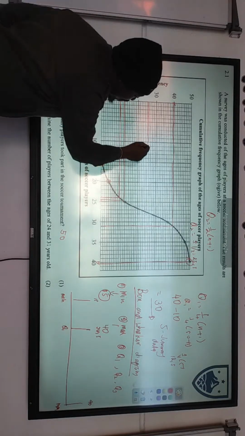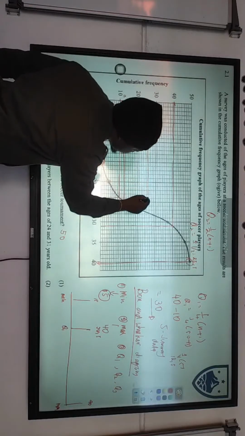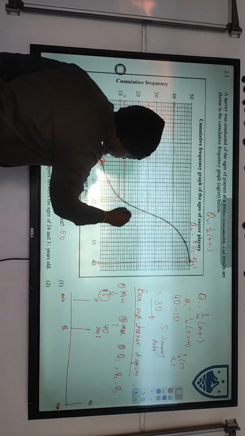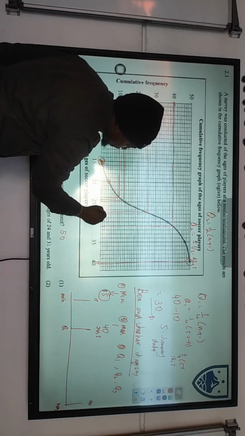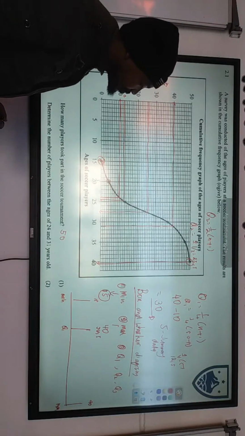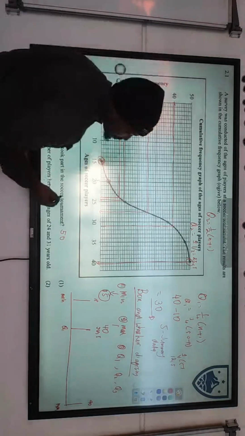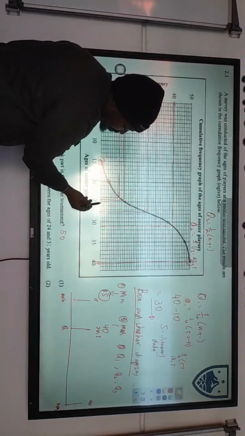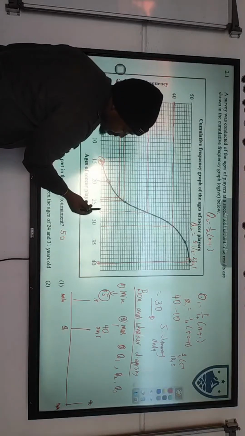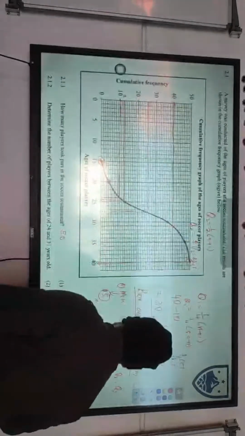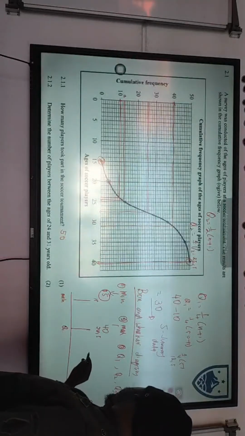You take your ruler. Don't be like me. And approximately it gives us how much? 25, 26, 27, maybe 27.5. Our Q2 will be 27.5.